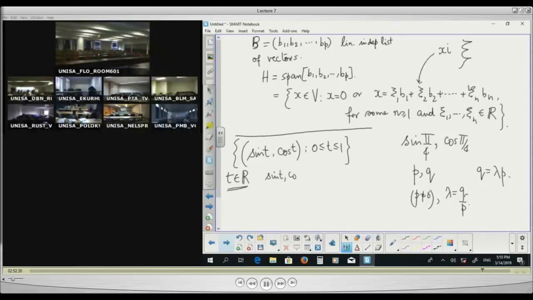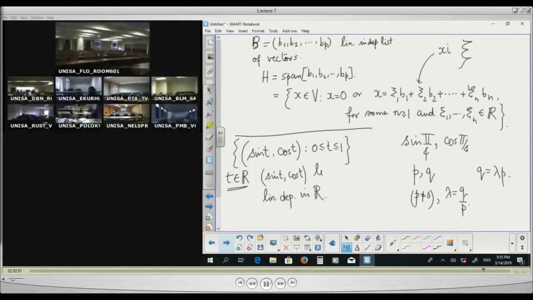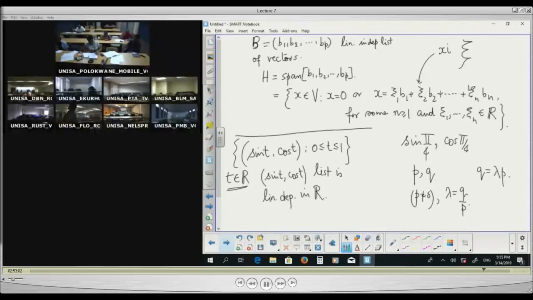It's linearly dependent in R. This list is linearly dependent in R. So the question is, where are you speaking? Oh, yes. I understand. Yes, sir. I think the question is not clear. Yeah, I also think so. Thank you, sir. Thank you.